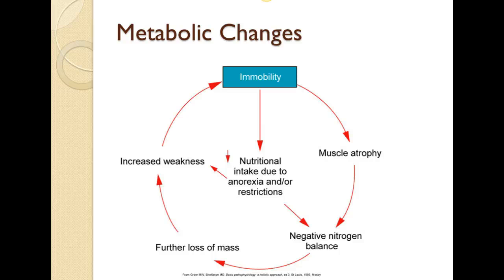When the patient is immobile, the body often excretes more nitrogen than it ingests, which causes a negative nitrogen balance, leading to weight loss, decreased muscle mass, and weakness resulting from tissue breakdown, also called catabolism.